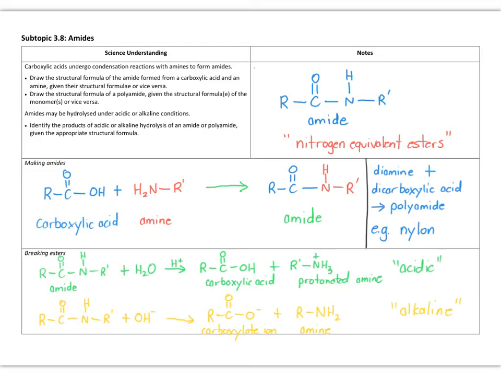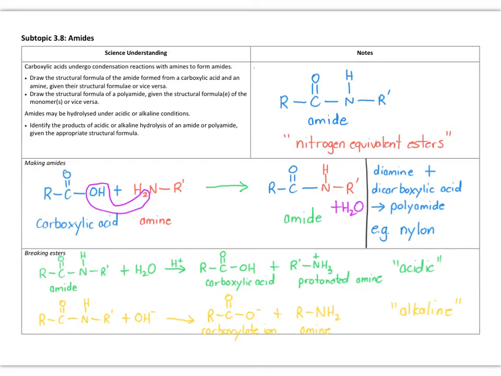So, if we just get the right pen, we basically lose just one of those hydrogens, because we still get one hydrogen left attached to the nitrogen, and we get a water produced here. So again, it's a condensation reaction. Carboxylic acid plus an amine equals an amide, as opposed to a carboxylic acid plus an alcohol equals an ester.